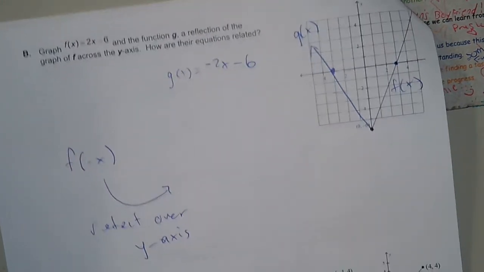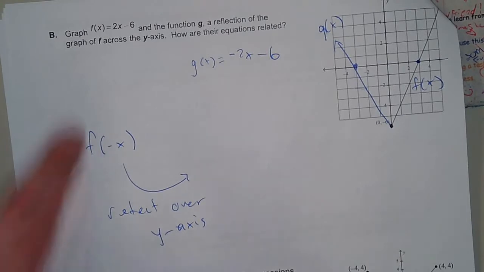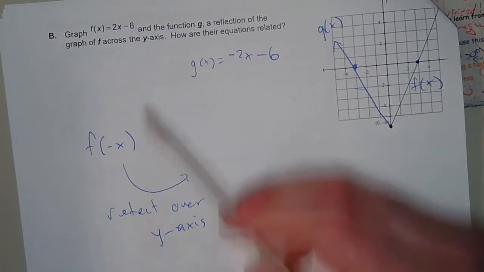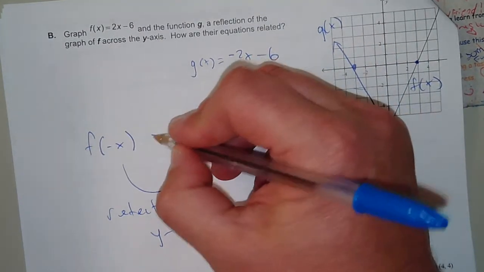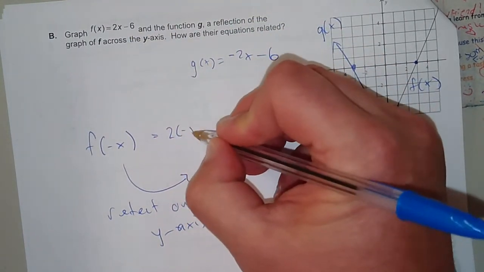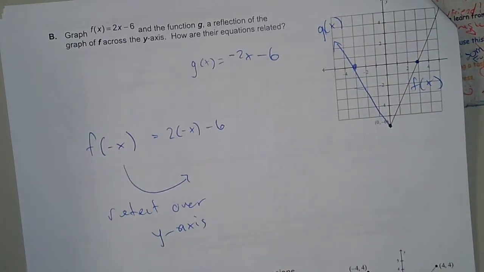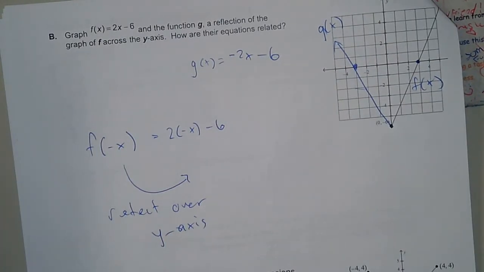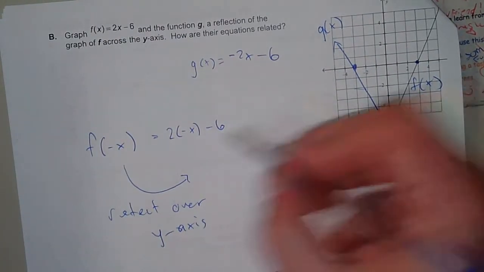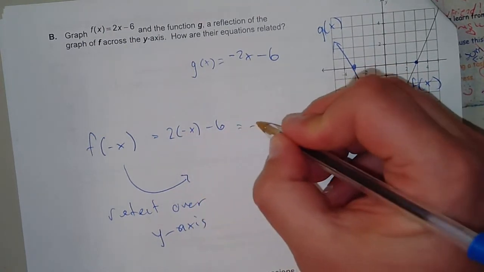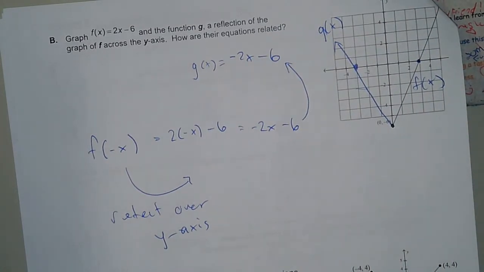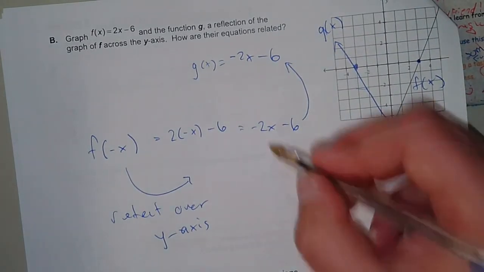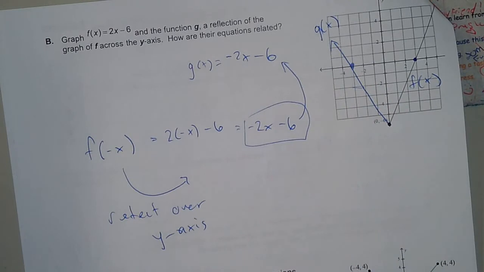So what does that mean, or what does that look like? So if you take your f of x function and you replace any x's in here with a -x. Okay, so that's going to be, you would have 2 times -x minus 6. That's what that would look like when you substitute -x in. Just rewriting that so it looks a little cleaner. 2 times -x is the same thing as -2x. And you'll notice, of course, that is the same thing that we came up with originally. So this gives you a way to find that equation without having to actually draw the graph.